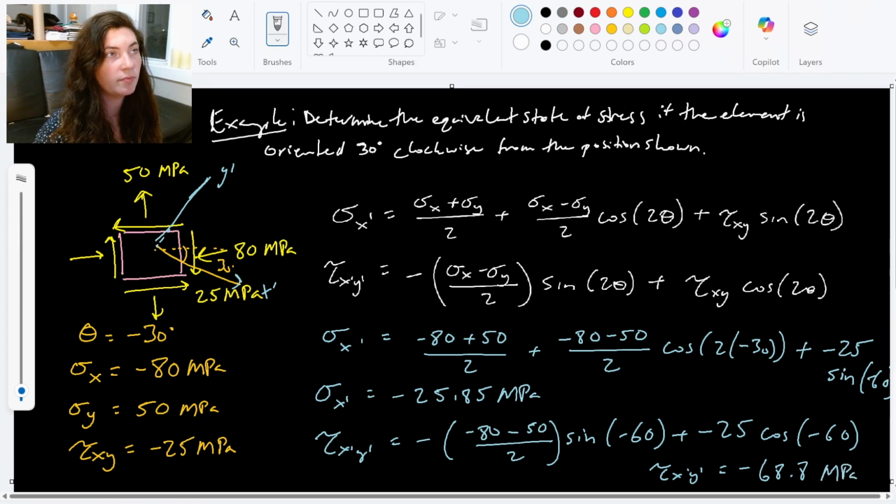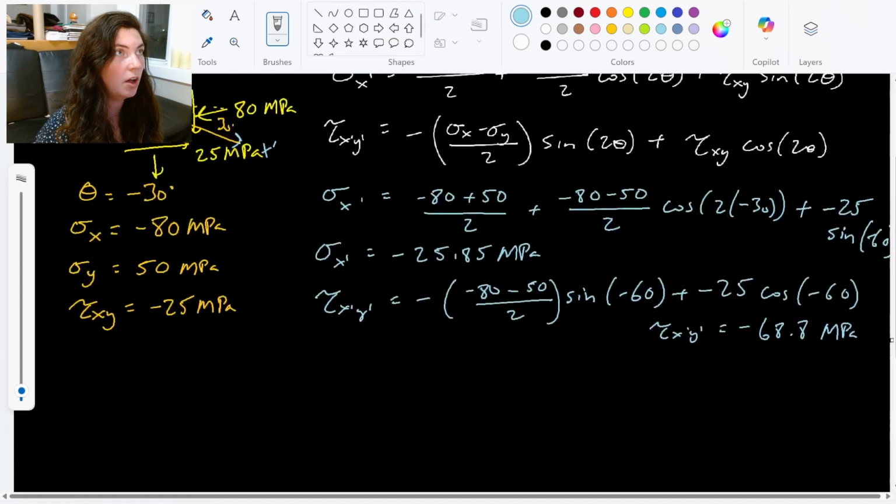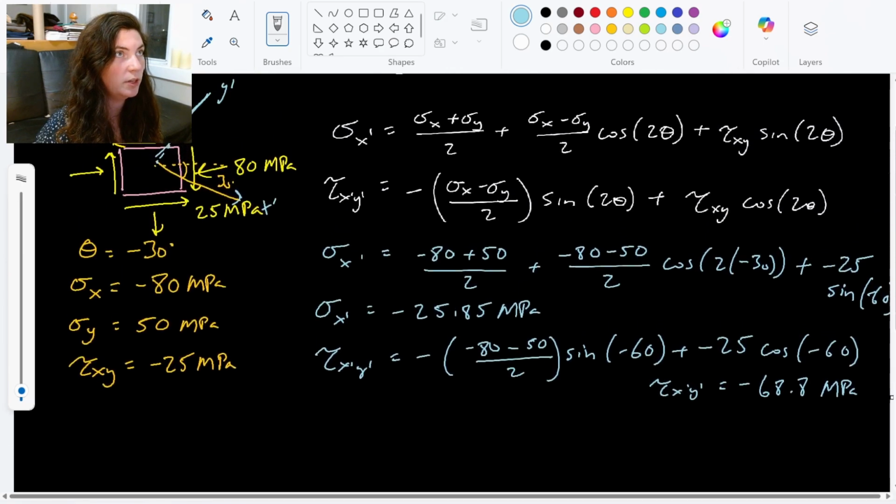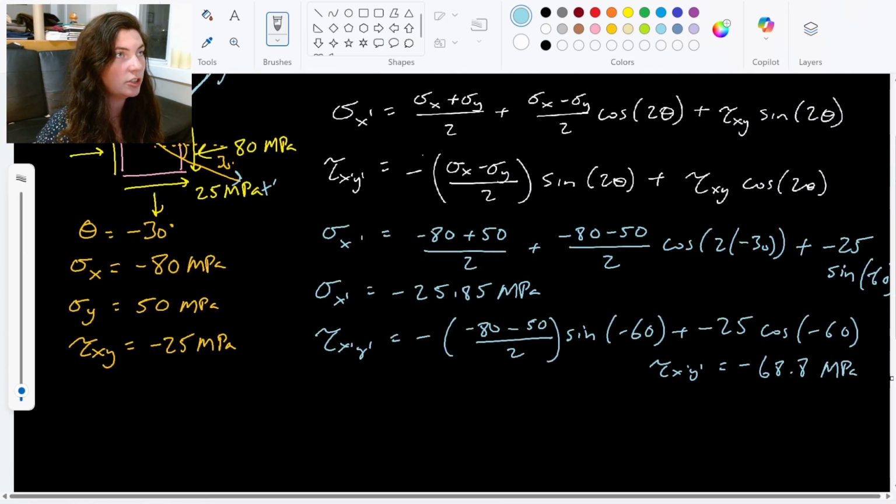megapascals. Again, if I want the y prime, all I need to do is do my x prime equation again. Just make sure that we're adding 90 degrees to this.